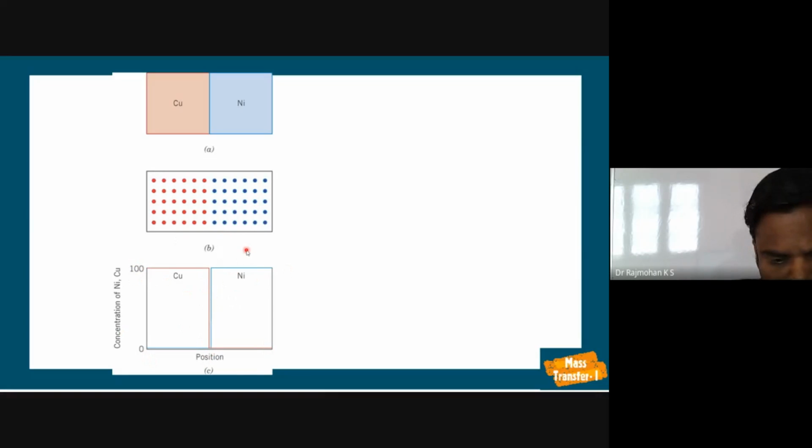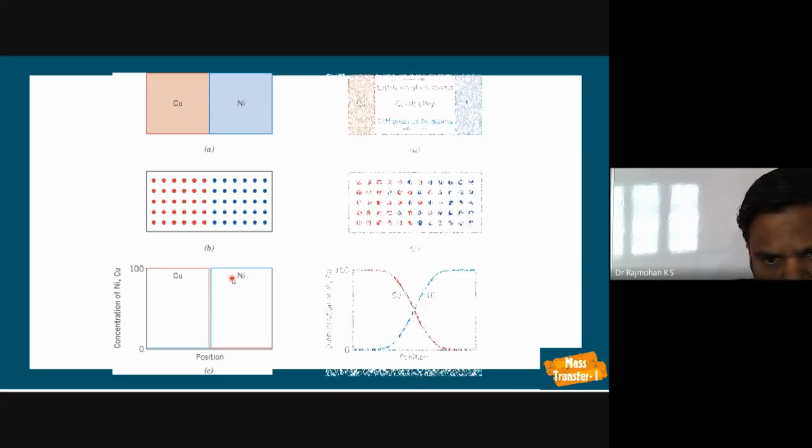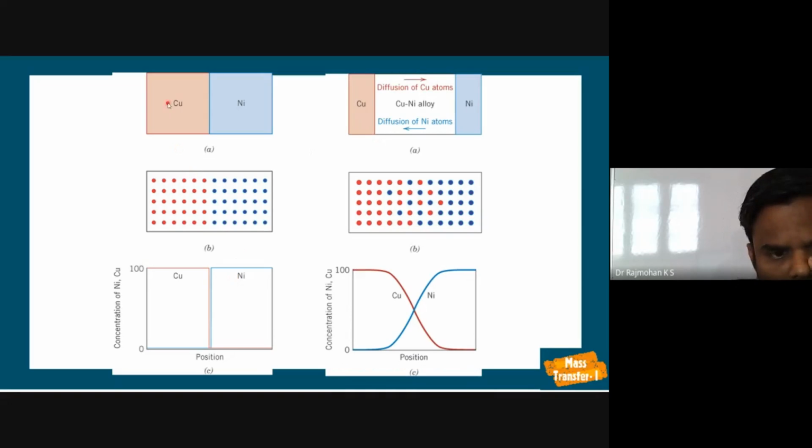So what will happen with respect to time is that the diffusion of copper atoms will take place from left to right, and diffusion of nickel atoms will take place too. So that's how this copper nickel alloy is formed.